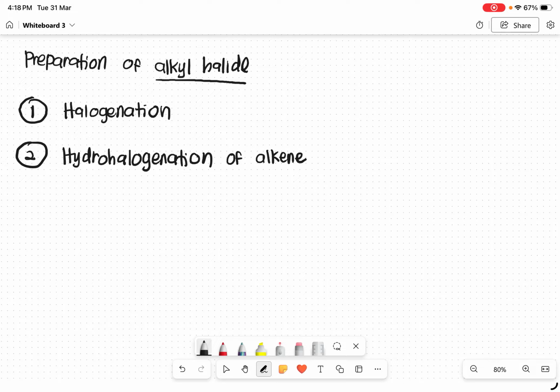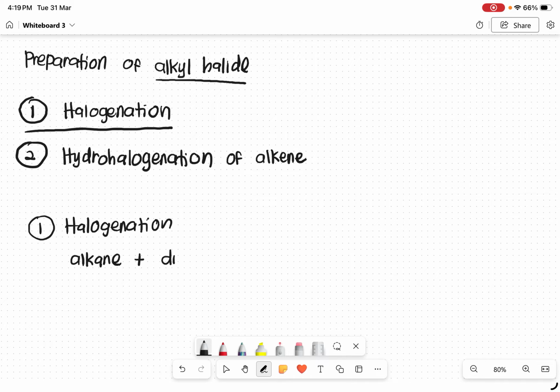The first one is halogenation. The second is hydrohalogenation of alkene. So for the first one, halogenation, we look at the first reaction. The starting material is alkane.